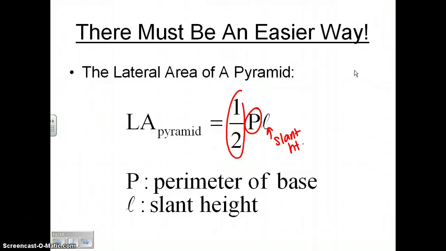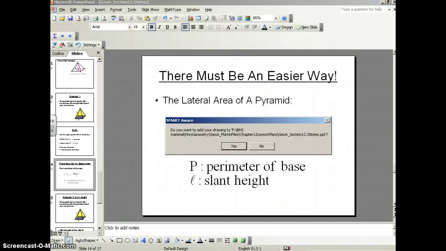We'll talk about why that is tomorrow, why you multiply by half. But again, the perimeter of the base times the slant height of the pyramid times half would be the lateral area. And then surface area is, again, just lateral area plus the area of one base, because obviously a pyramid has exactly one base. So now is the time that we're going to try an application using this formula.